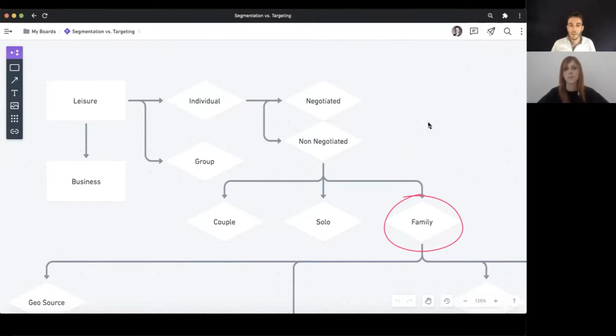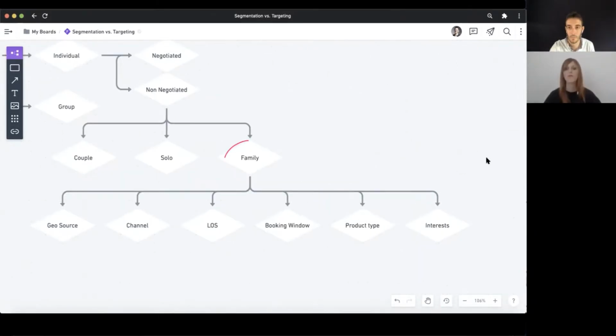As a matter of fact, the general and most generic differentiation or segmentation when it comes to leisure, business, individual, and group from a marketing perspective is not necessarily useful. Or let's put it this way, is not necessarily detailed enough for us to run a proper and effective marketing campaign. So therefore, as Silvia said, let's just focus on the one specific target, which in this case is family.